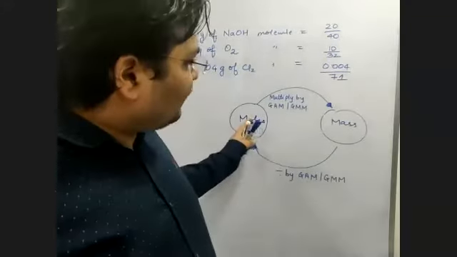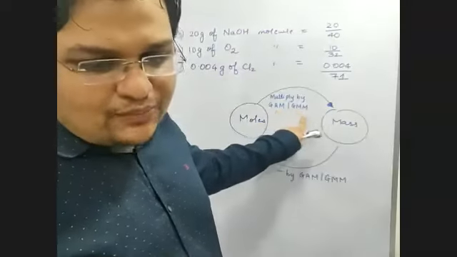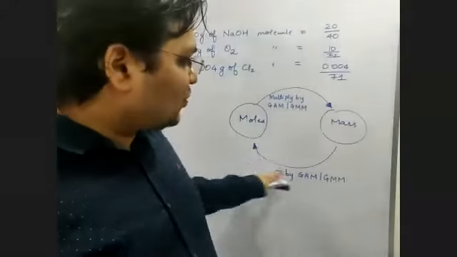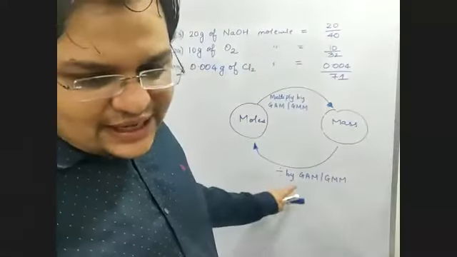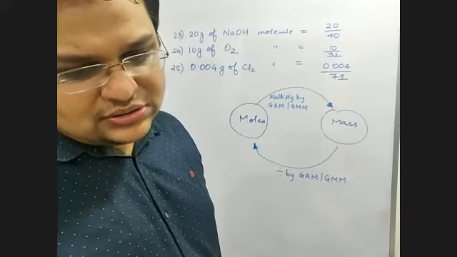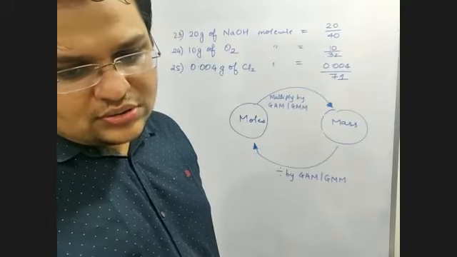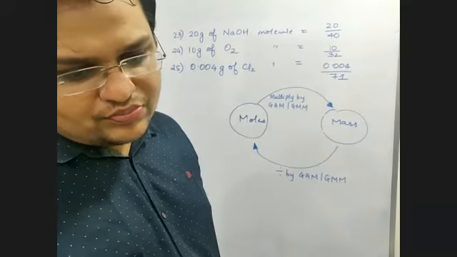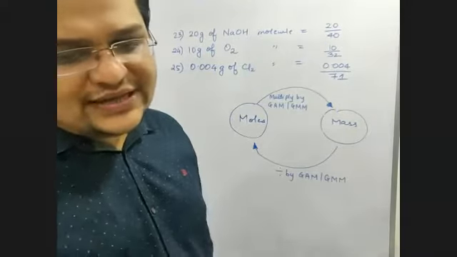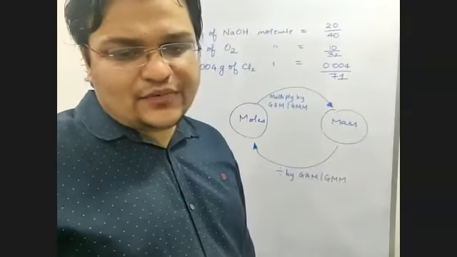So it explains that when I go from moles to mass, multiply by gram atomic mass or gram molecular mass. When you go from mass to moles, divide by gram atomic mass or gram molecular mass. Is it clear? Give the next heading as type 3.